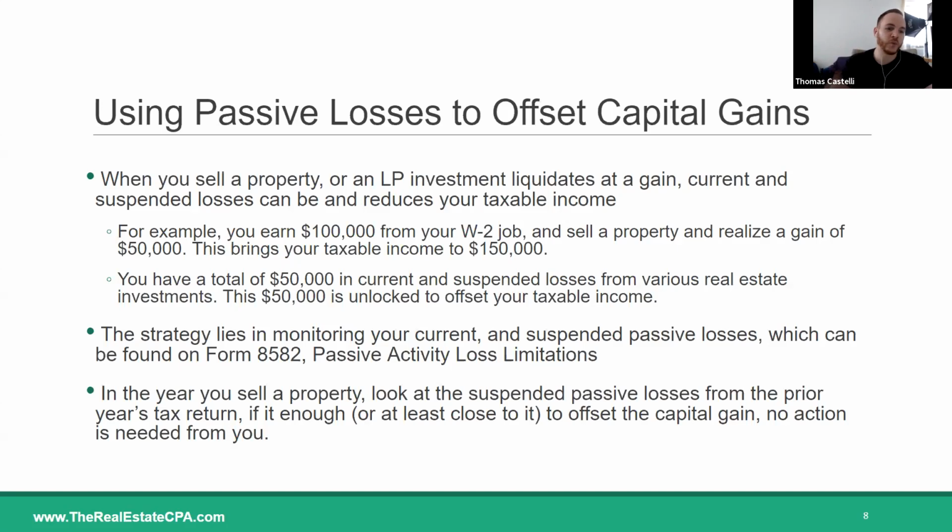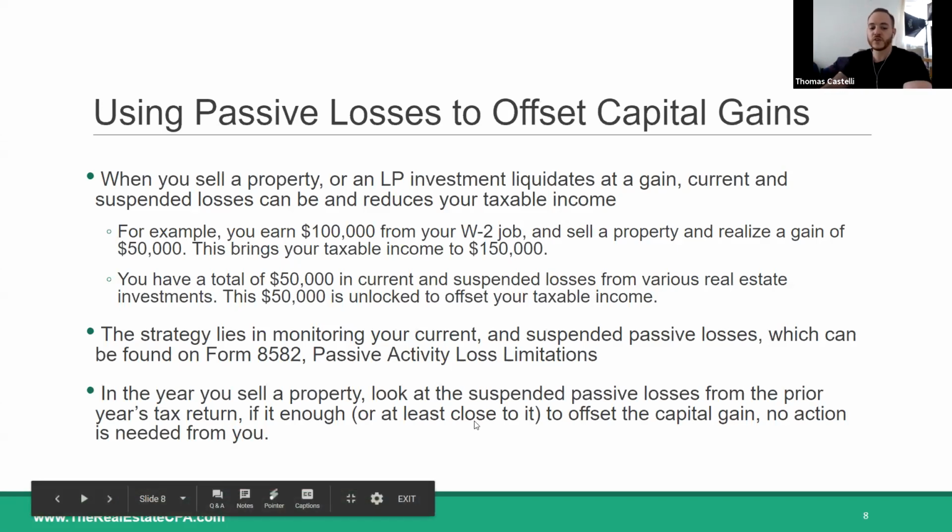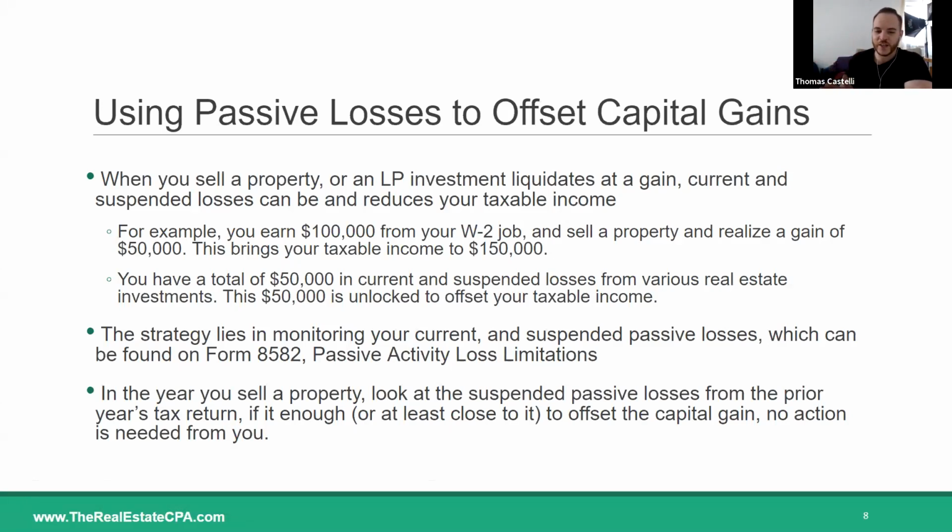Now, something I just want to point out here: current losses are the losses from this year. So if you invest in a property and you have a loss in 2019, that's a current loss. Suspended losses are losses from previous years that couldn't be used and are now suspended and available for use in future years. So this strategy lies in monitoring your current and suspended passive losses. Your suspended losses can be found on Form 8582, Passive Loss Limitations. On that form, you'll be able to see how much in losses you currently have suspended.